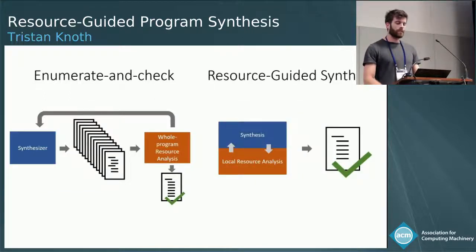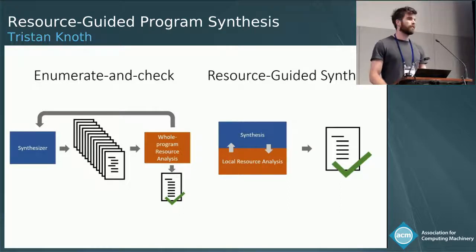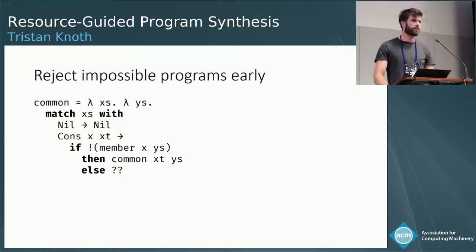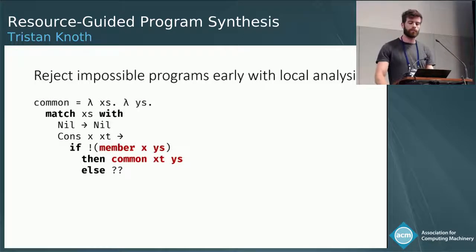The technical challenge here is that existing resource analyses are whole program, whereas we want the type system to be able to locally analyze incomplete candidate programs and prune the search space in that way. So I'll show you how this works now. Incomplete programs like this are going to arise as we enumerate candidate programs. And if we can reject something like this, we're pruning away a lot of our search space.